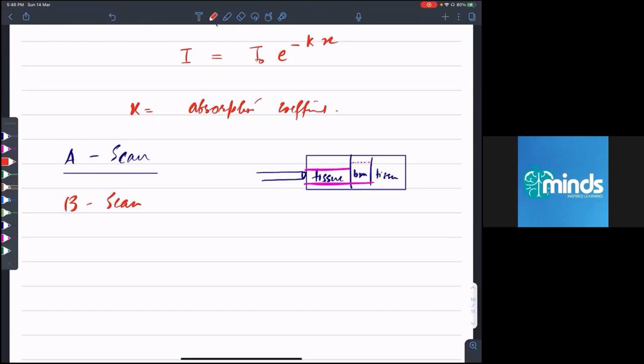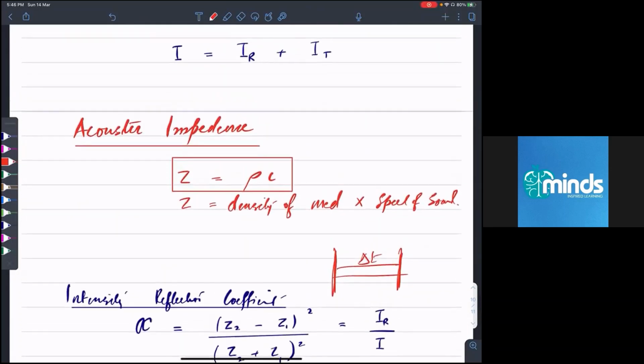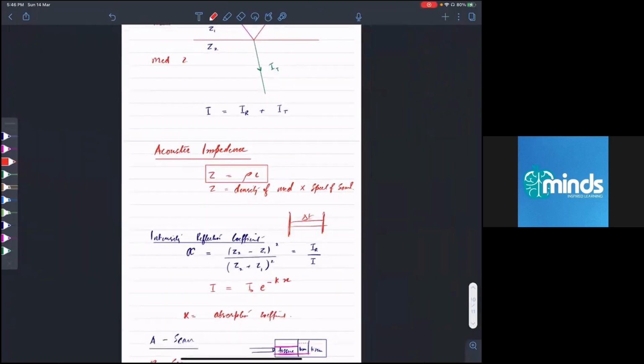So the theory of ultrasound is actually not very confusing. In the next class, we will be solving questions related to it. Because on MRI, we don't have many questions. So hopefully in the next class, we will be done with medical imaging.